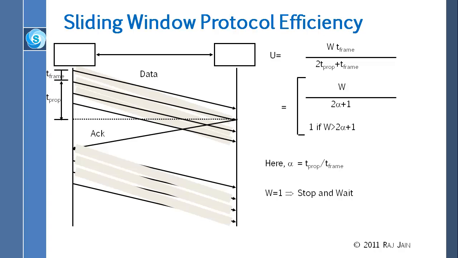And if you put W equal to 1, then you get the same formula as before, which was 1 upon 2 alpha plus 1. So stop and wait is a special case of window flow control, where the window is 1. So you don't have to remember 2 formulas, you can just remember 1 formula, and if you put W equal to 1, you get the previous formula.